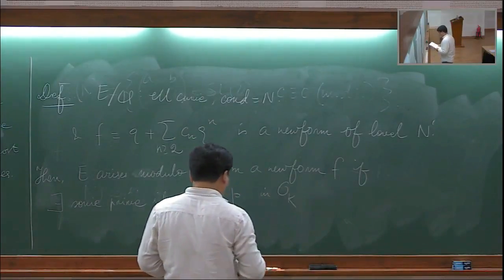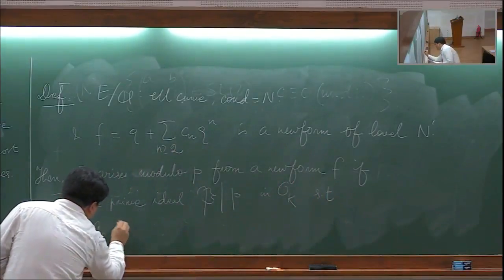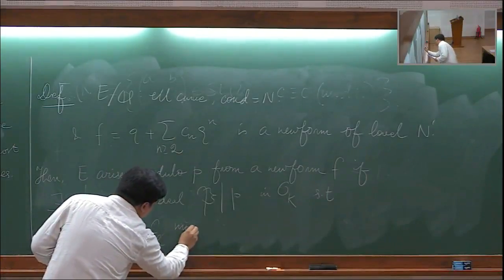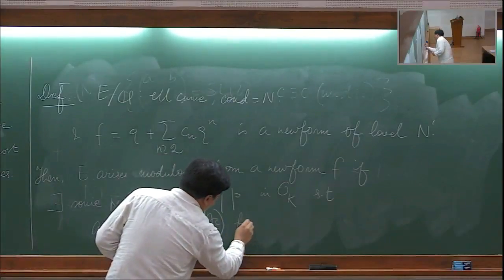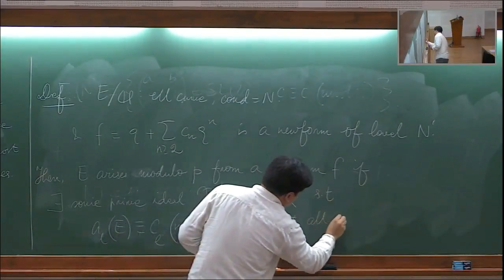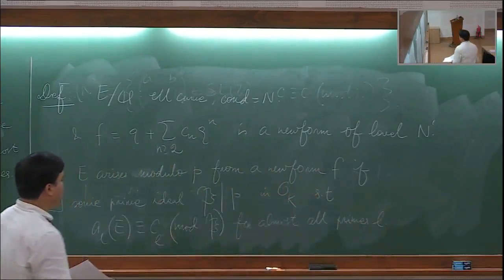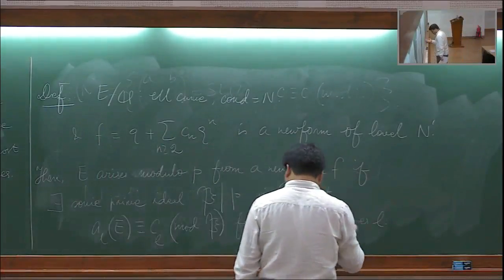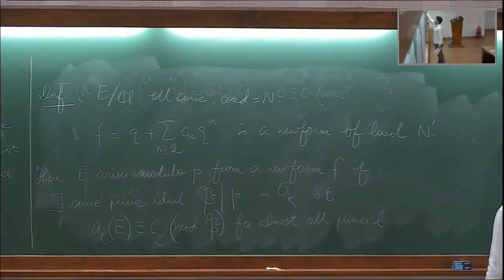such that a_l is congruent to c_l modulo P. Again I use the word almost all here. So almost all means all but finitely many. This almost all thing will do wonders for us.